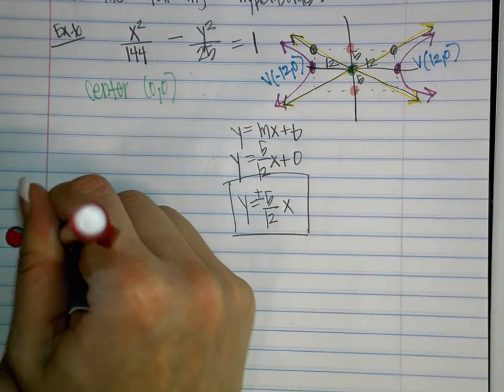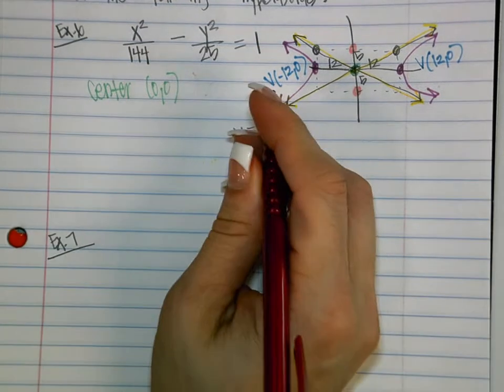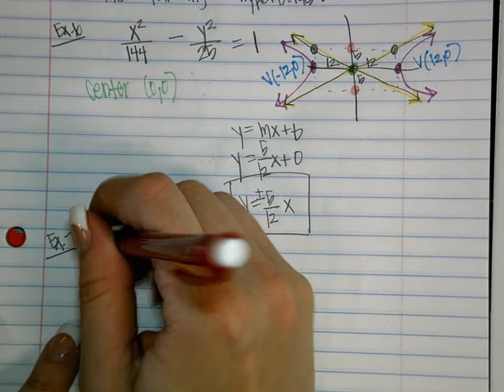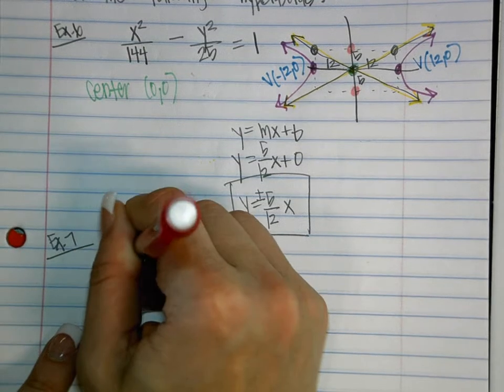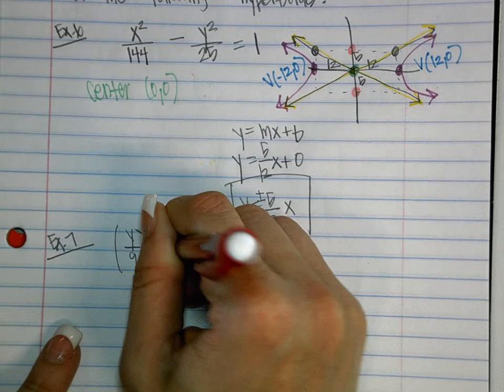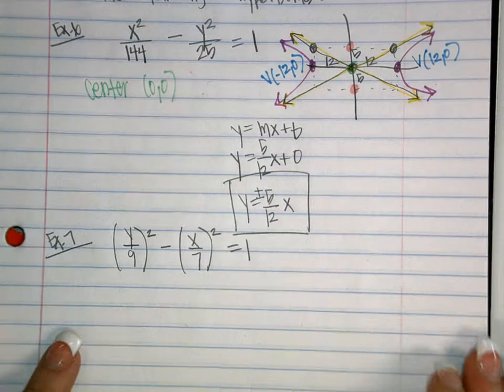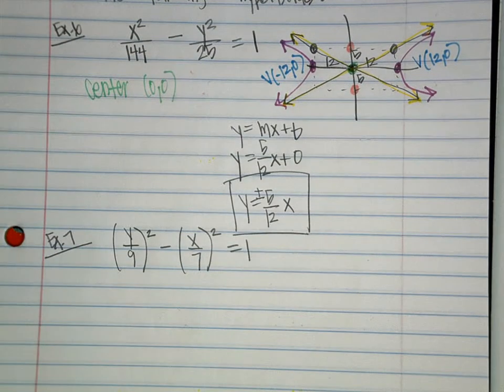Try another one for number 7. Okay, number 7. Find the equation of the asymptotes of (y over 9) squared minus (x over 7) squared equals 1. Y over 9 squared minus x over 7 squared equals 1.